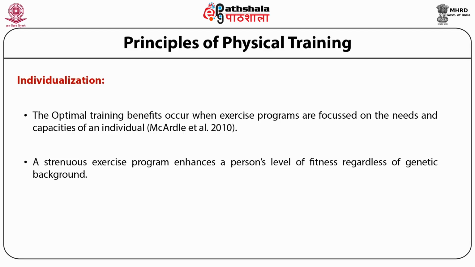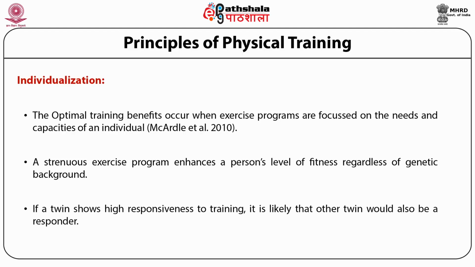A strenuous exercise program enhances a person's level of fitness regardless of genetic background. However, the limits for developing fitness capacity depend on the genotype. So we can say that the propensity to be a high or low responder is influenced by genetic factors. For example, identical twins generally show a similar response to training. If one twin shows high responsiveness to the training, it is likely that the other twin would also be a responder. While if one twin is a non-responder, the other would show little improvement with exercise training, as revealed by the study of McArdle et al. in 2010.